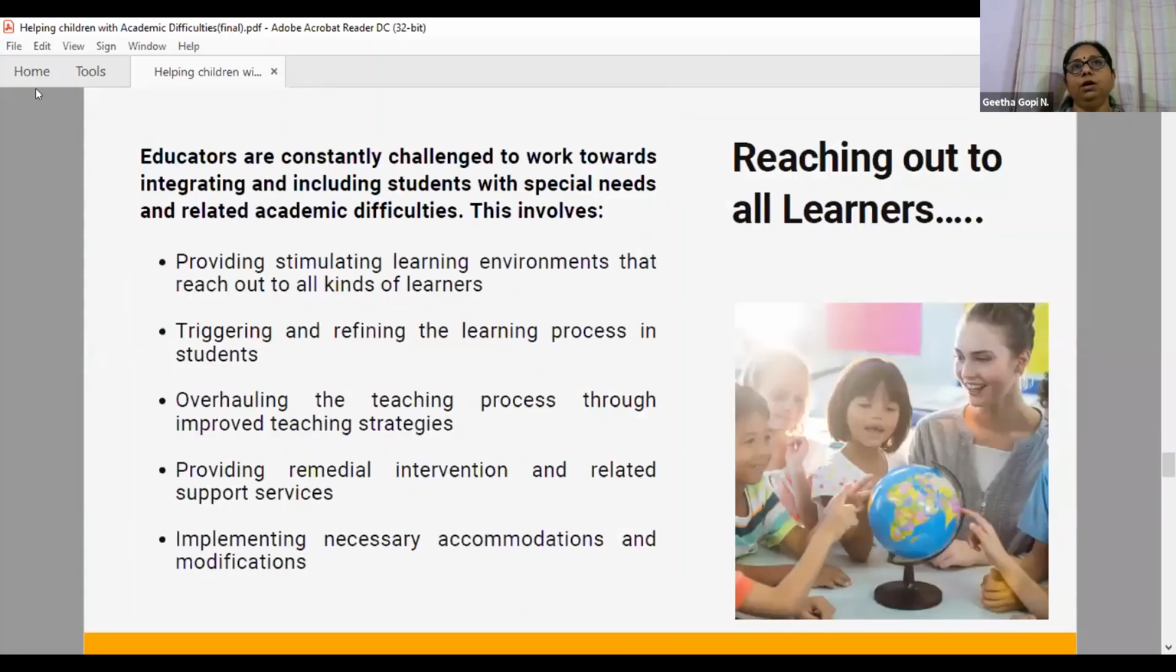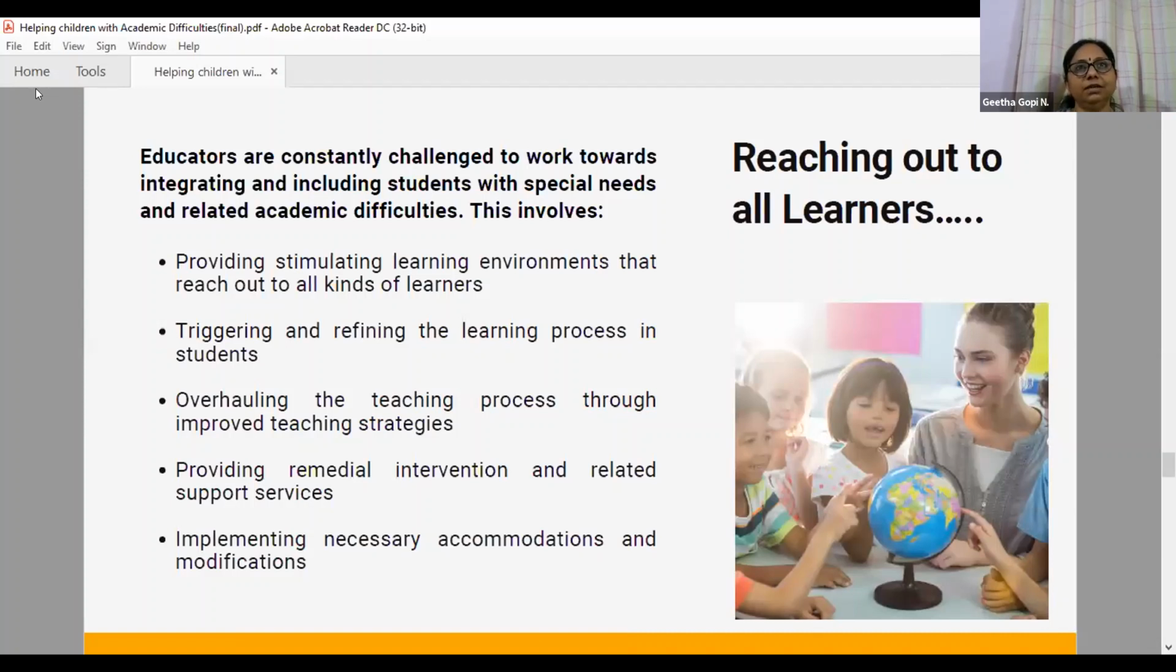So what do we do when we encounter children who have such difficulties in the classroom? What we have to do is reach out to all of them. Reaching out to all of them within the classroom is a very daunting, challenging task. Educators have to be constantly thinking out of the box, and planning how they can include and provide for children with special needs or other related academic difficulties.